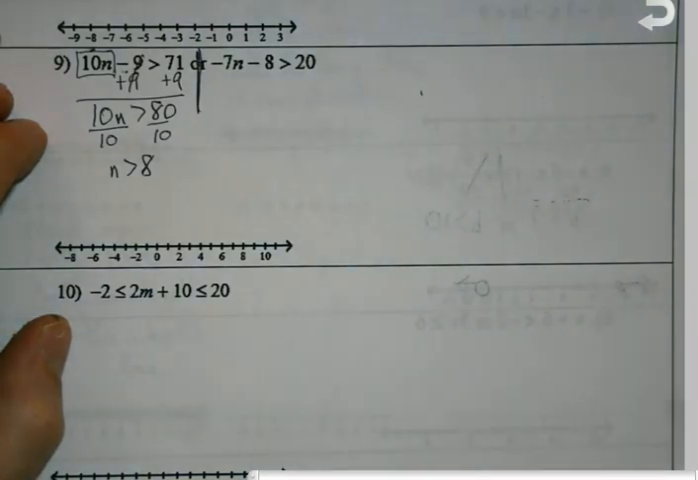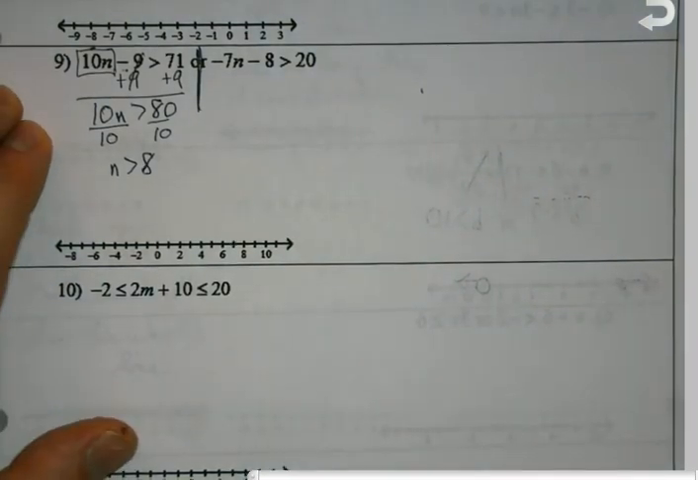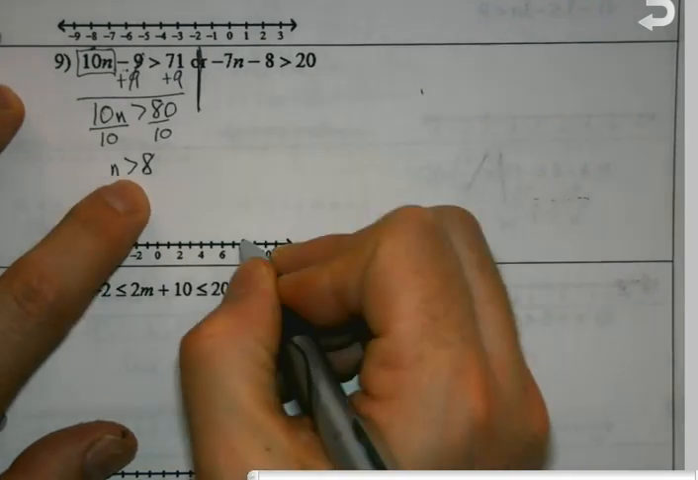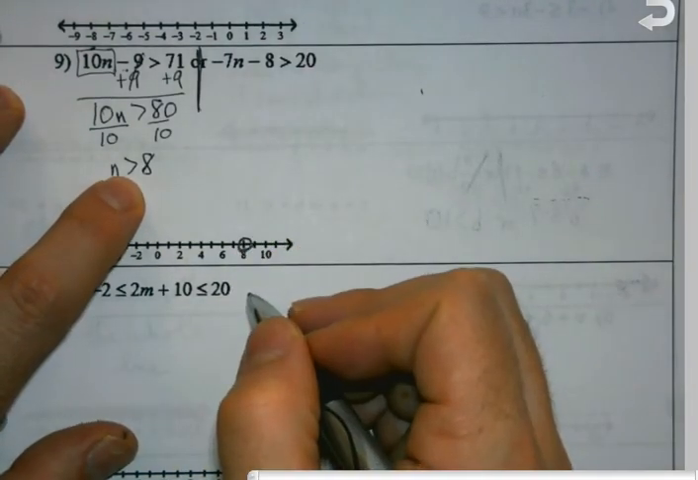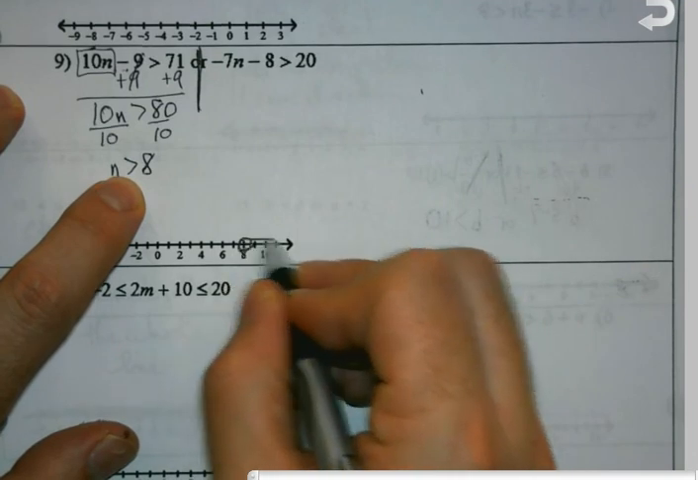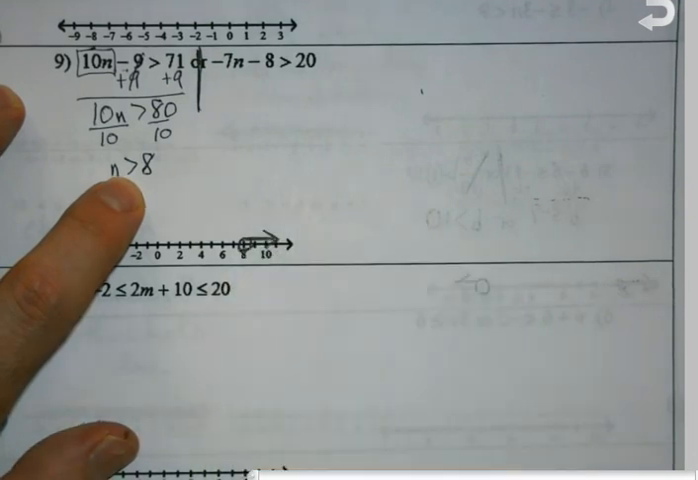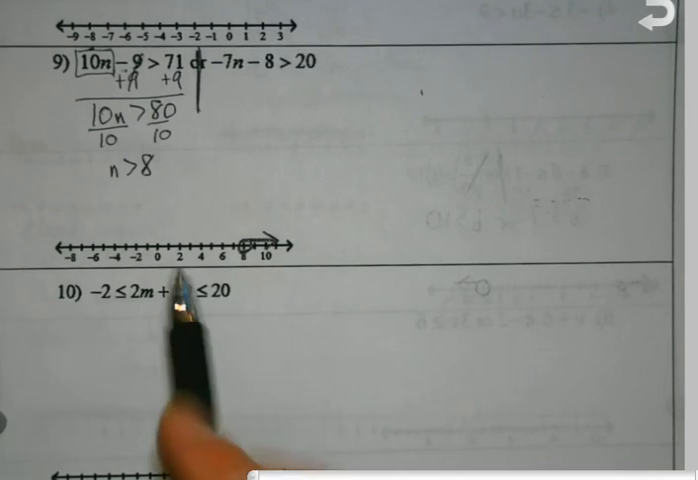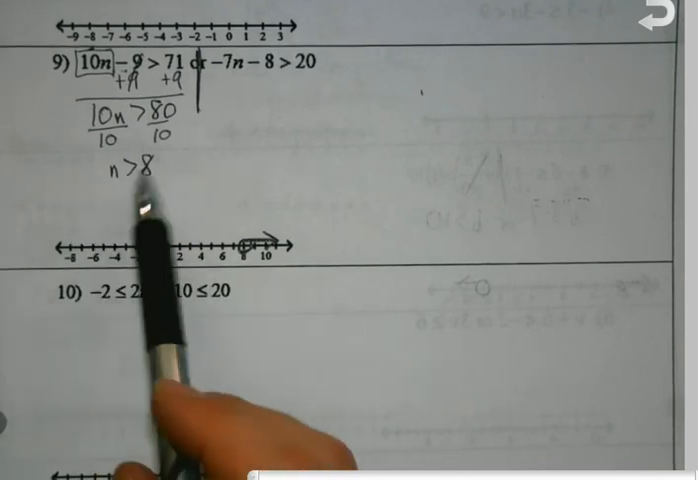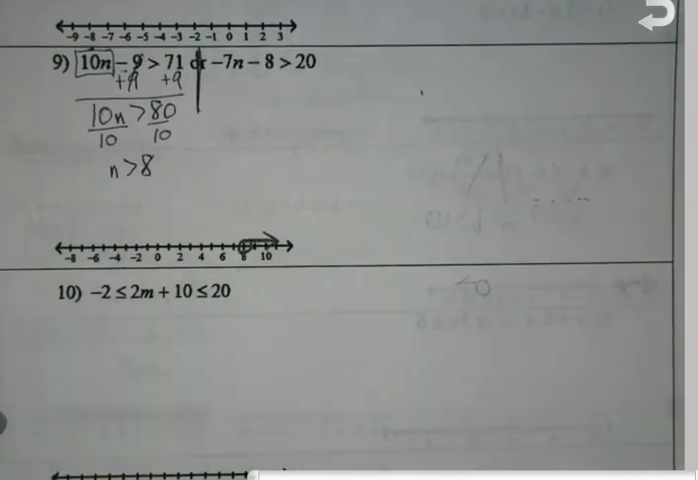So when I get here, might as well graph it while I'm here. It's open because there's no line. And greater than goes right. And you can always think about it too as if I plugged in a number, which way would it go? So like, if I plugged in 10, is 10 greater than 8? Yep, I make my arrow the same direction.